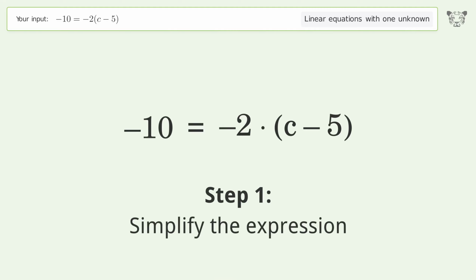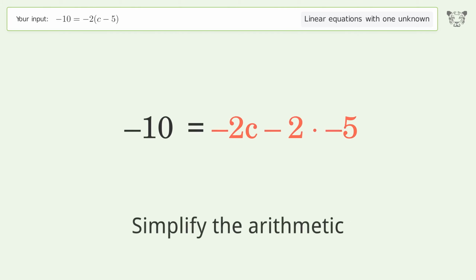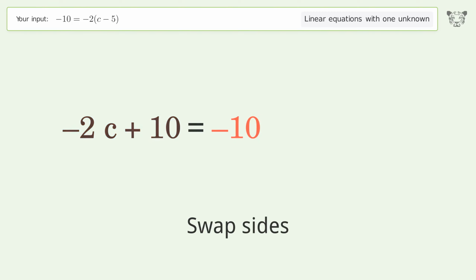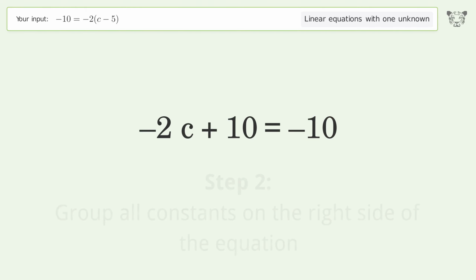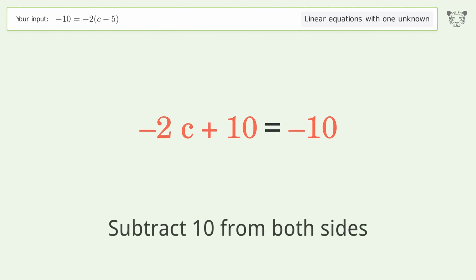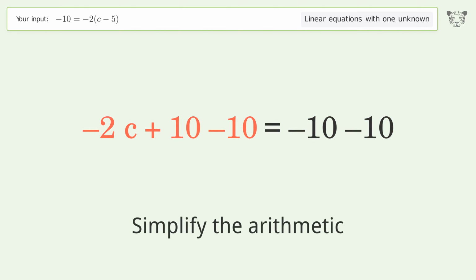Simplify the expression. Expand the parentheses. Simplify the arithmetic. Swap sides. Group all constants on the right side of the equation. Subtract 10 from both sides. Simplify the arithmetic.